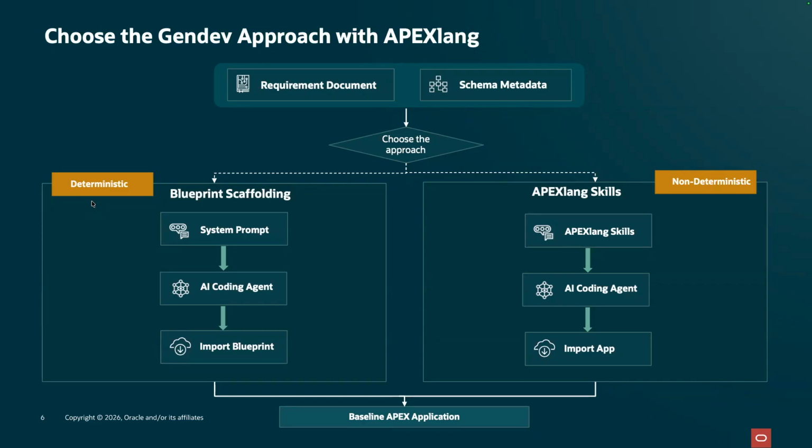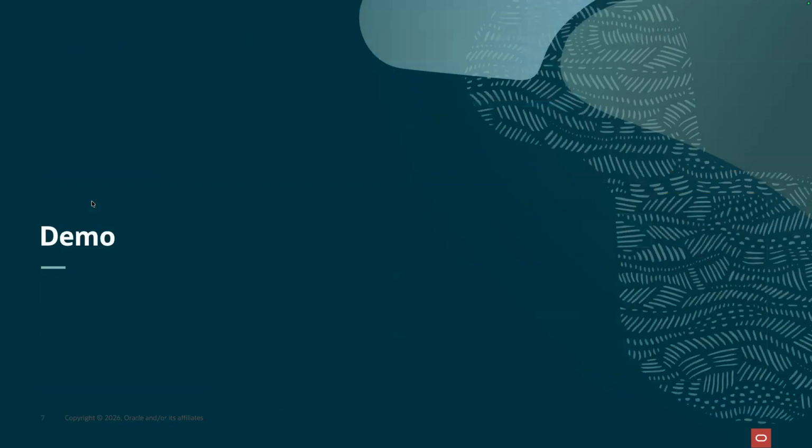Now, what are we going to do for the demo? We're going to explore two sides of it. We're going to do both, basically. We're going to start with blueprint scaffolding. We're going to actually build an application from scratch. We're going to scaffold an application from scratch. And then we will enhance an application. Of course, you might come across a lot of features and enhancements as you go during the development phase. So we will enhance it. Now, to enhance it, we will use APEX-Lang skills. So that's about the generative development approach. Now let's move on to the demo.